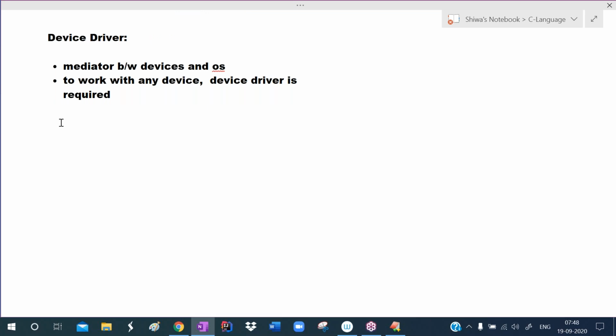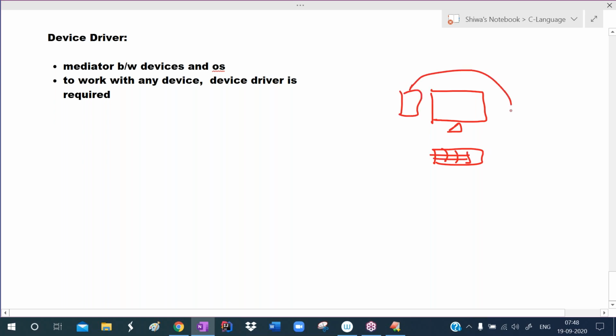Okay, for example, if you understand this example, you will get more clarity. Listen carefully here. For example, this is my desktop computer. This is the monitor, this one is the keyboard, and this one is the CPU. To the CPU, the mouse and keyboard are connected. These are input devices. Now I want to take printouts. To take printouts, one device is required. What is that? Printer.